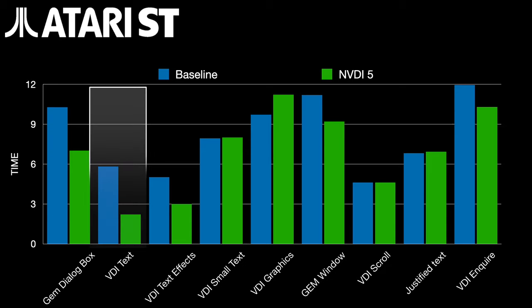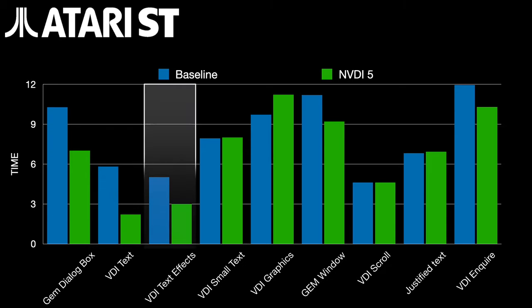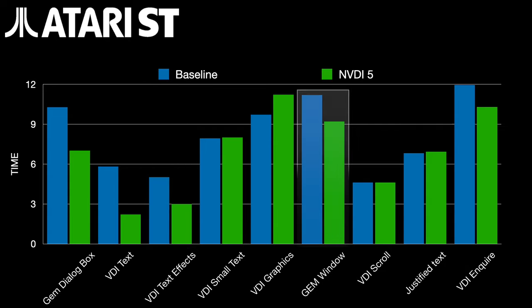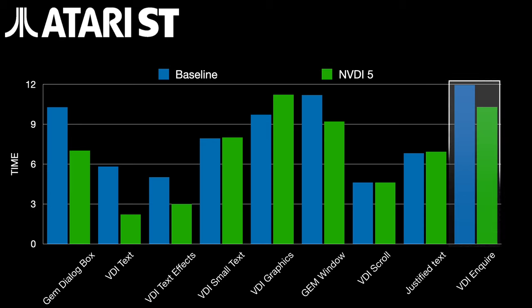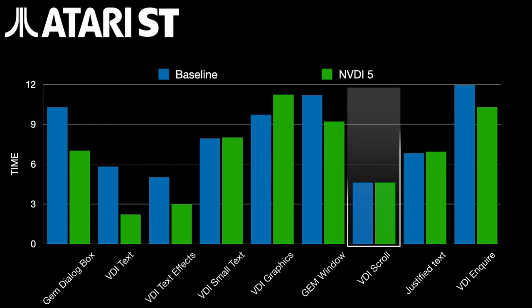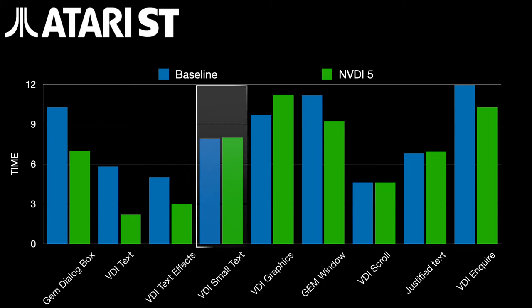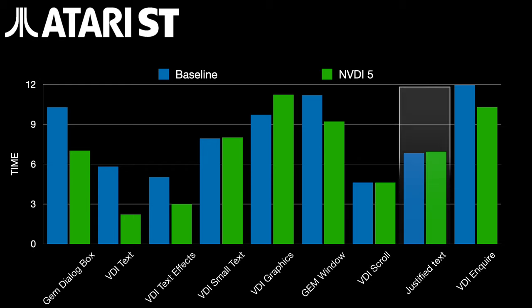So looking at the results, the gem dialog box test under NVDI was 68% better than baseline. VDI text was 38% better than base, which is pretty incredible. VDI text, 60%, again good. Gem window was 82% of stock, and VDI inquire was 86% of baseline. Then there were 3 tests that were close to identical or identical. So VDI scroll at 100%, VDI small text at 101%, and justified text at 102%. Okay, slightly worse than stock in some of those situations, but pretty close to the margin of error for gem bench, to be honest, so we'll call them equal.